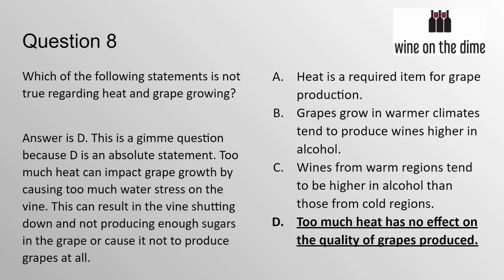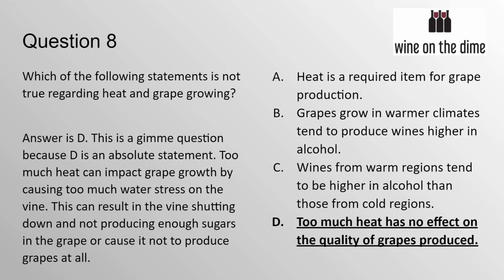The answer here is D, and I say that this is a gimme question because D is an absolutist statement. In general, on exams, unless there's very specific proof that nothing can ever be outside of a possibility, absolutist questions always tend to be wrong, just so you know. However, too much heat can impact grape growth by causing too much water stress on the vine.